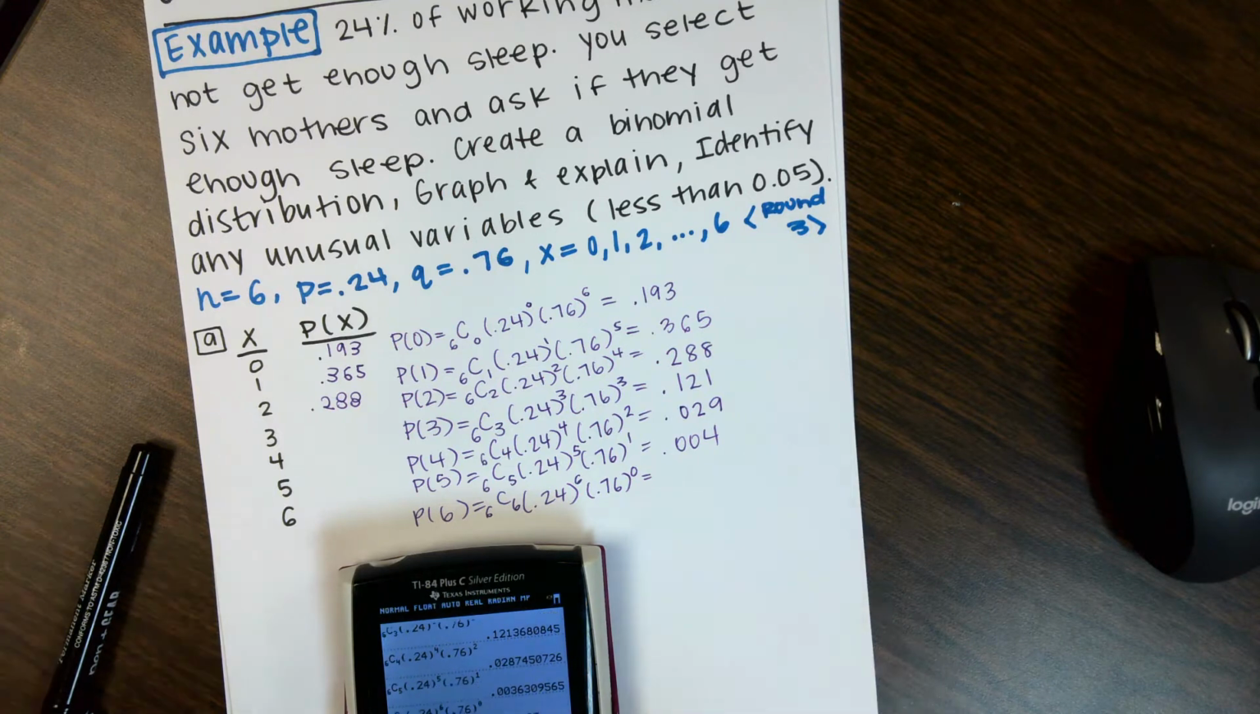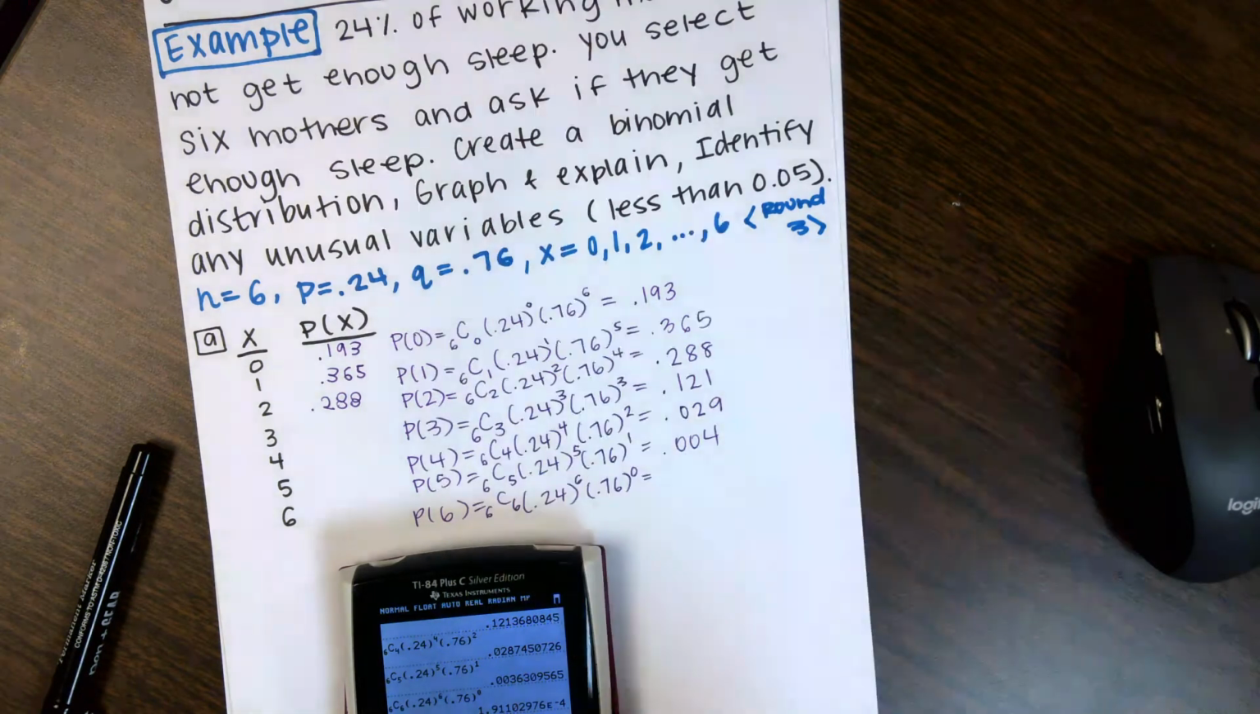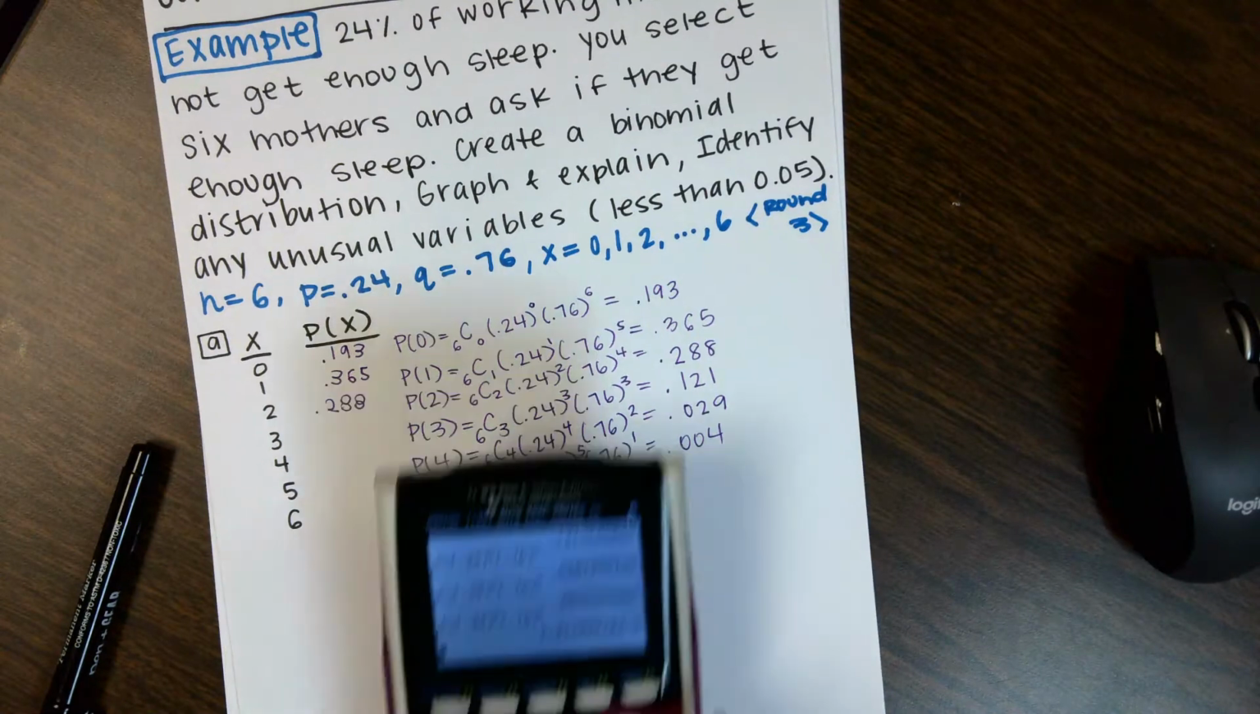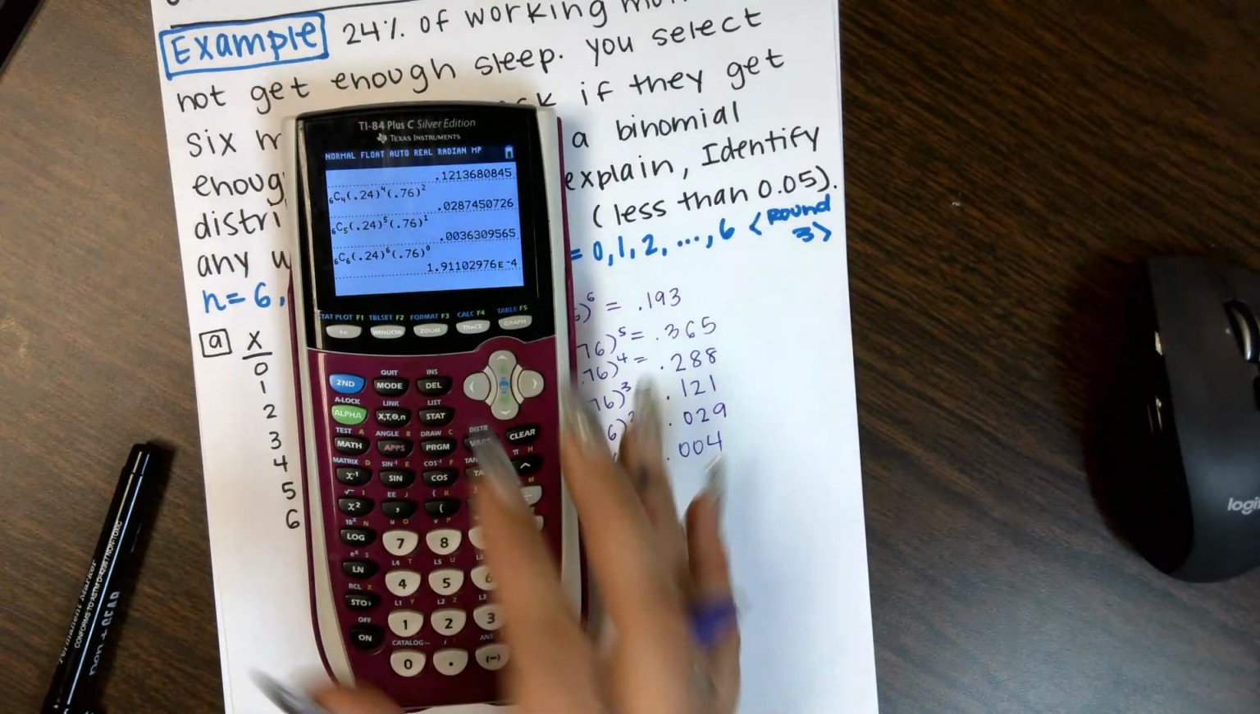That's kind of how you would read that. You notice it's a super tiny number. It's very unlikely that out of all the 6 that you asked, they all said yes, they don't get to sleep. There's going to be somebody that might say no. But you notice, if you really read it, it should kind of make sense what's happening here.